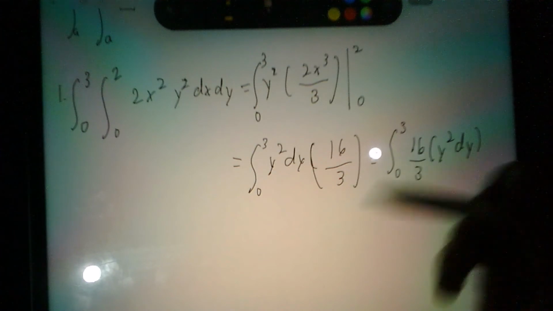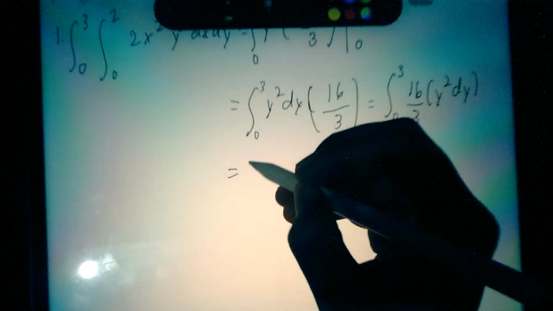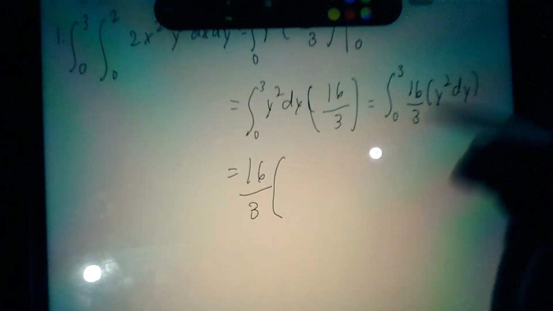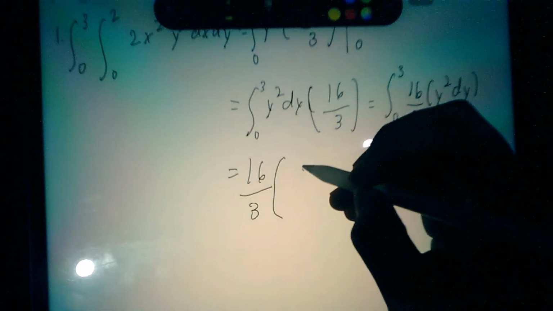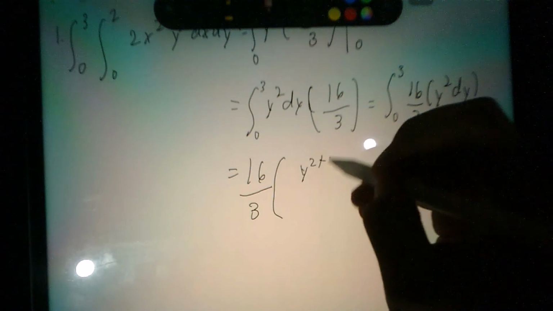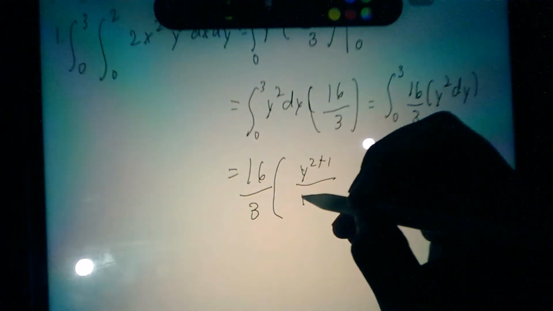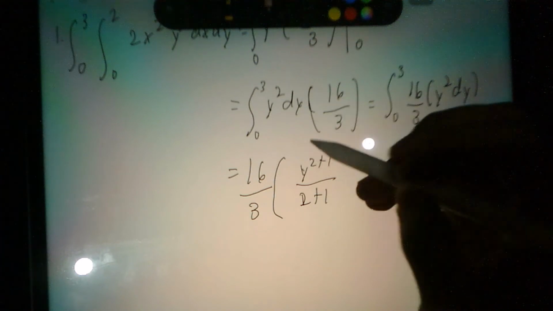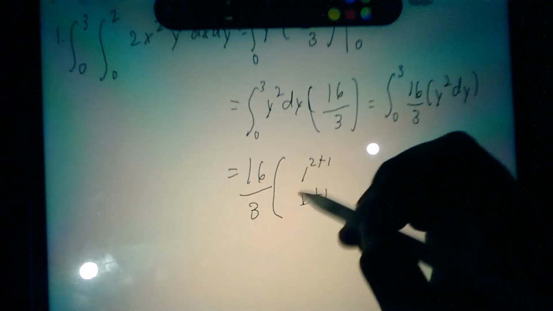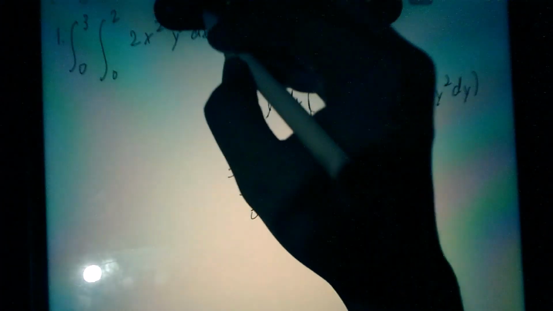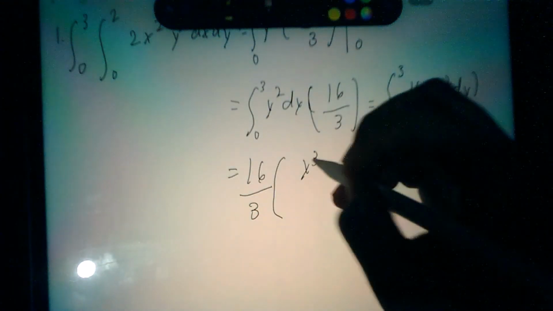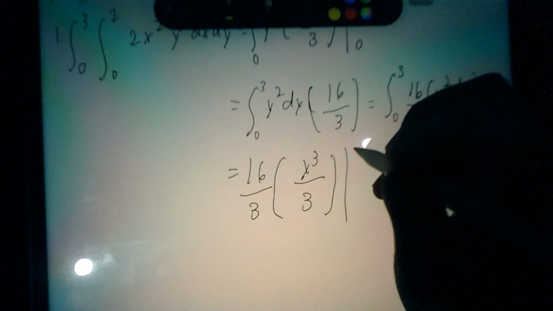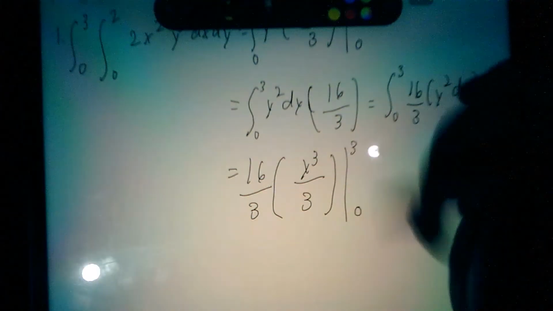Since 16 over 3 is constant, we take that out here, times the integral of y squared, which is y cubed over 3, from limits 0 to 3.